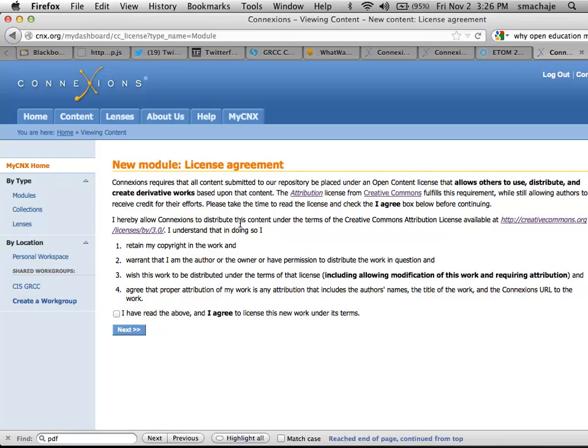It requires that all content submitted to a repository would allow others to use, distribute, and create their works based on the content. And let's see, it points us to this Creative Commons attribution license. Now, what it doesn't explain is that it actually does allow the commercial use of the content as well. Maybe that would have scared people.